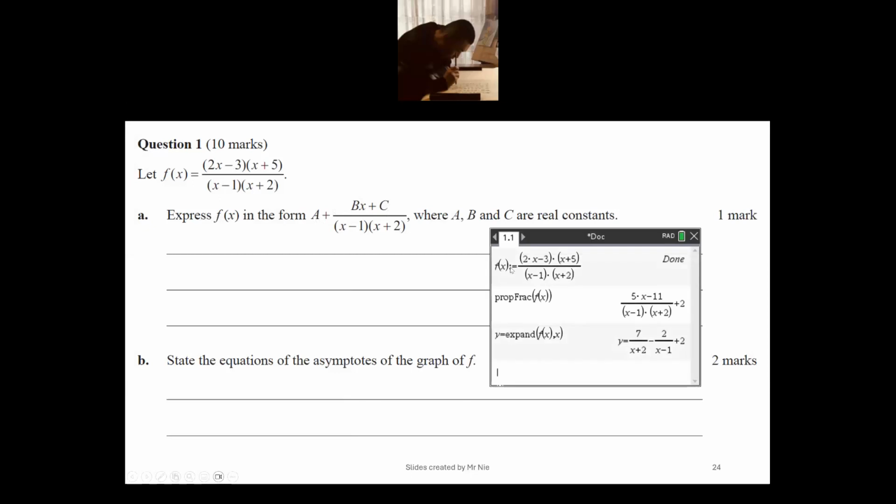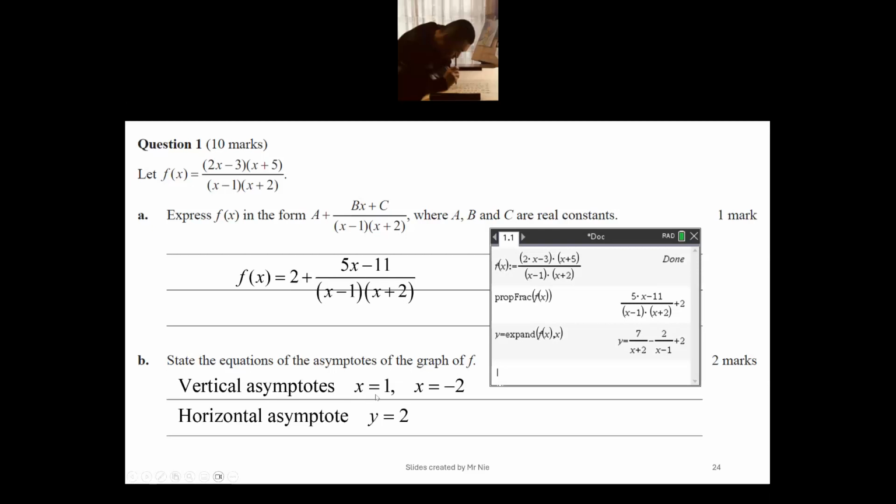Using the CAS calculator, we can define f of x first and then use the command propfrac, and this is the required answer. So we can just write f of x as 2 plus (5x minus 11) divided by (x minus 1) times (x plus 2). And if I further expand the function into partial fraction form, we can see there is a 7 over x plus 2 minus 2 over x minus 1, and the plus 2 is standalone. That's why you will have three asymptotes. Two of them are vertical, x equals 1 and x equals minus 2, and the horizontal asymptote is y equals 2.